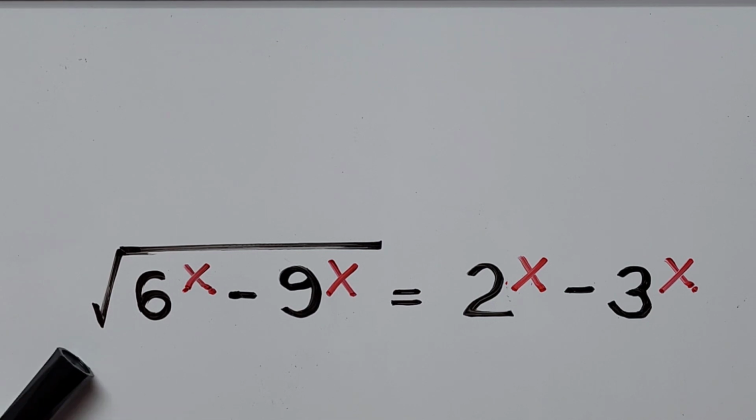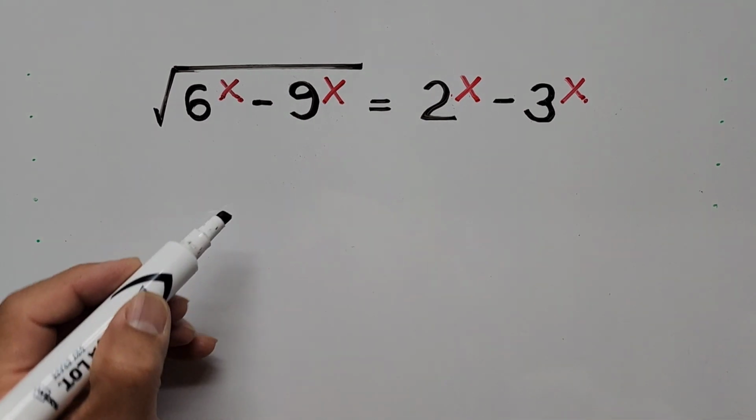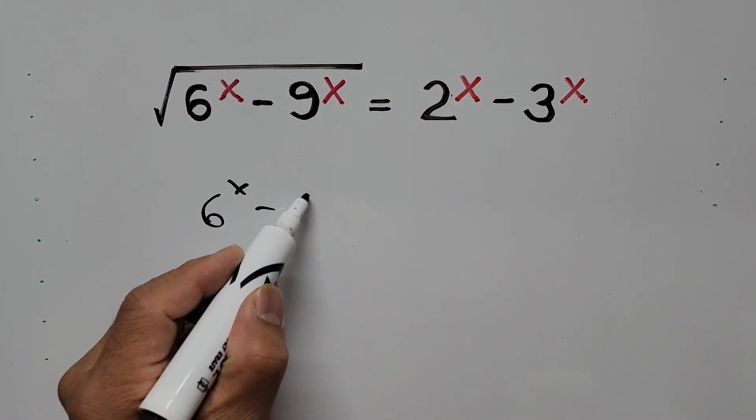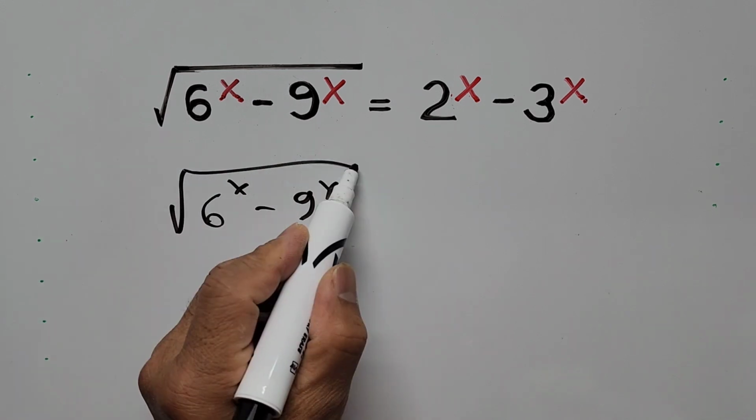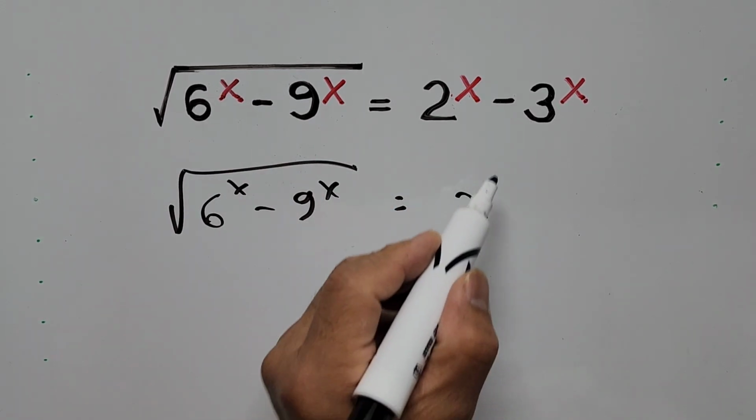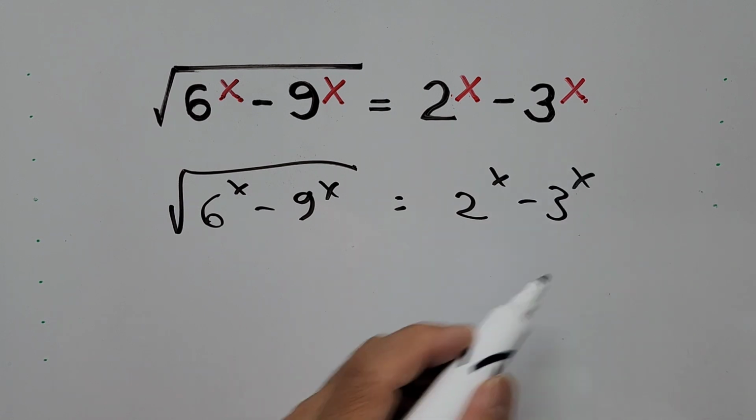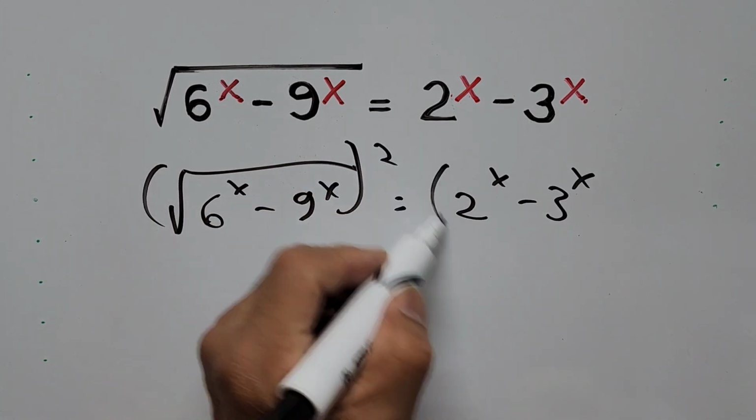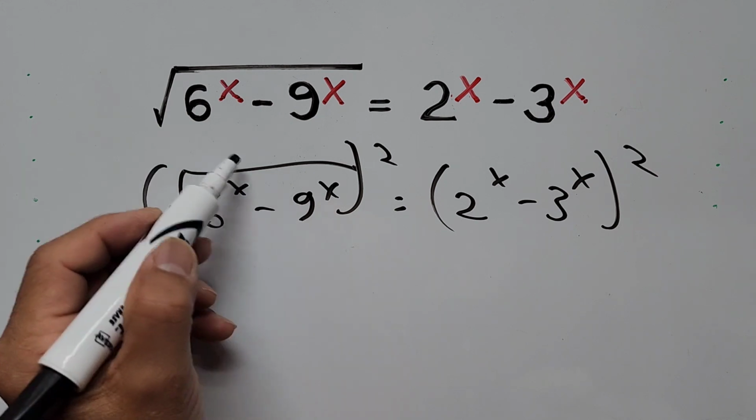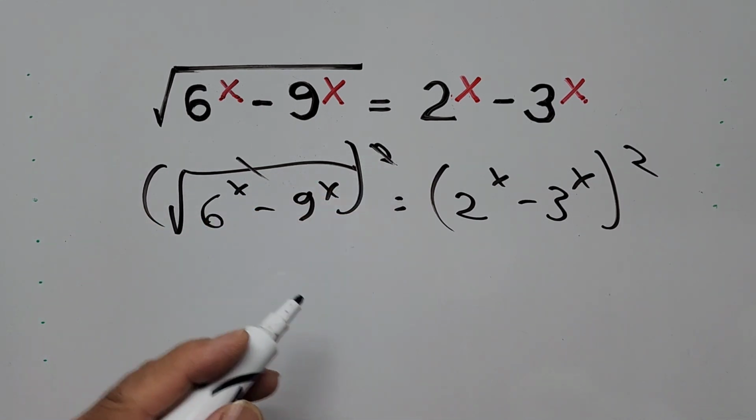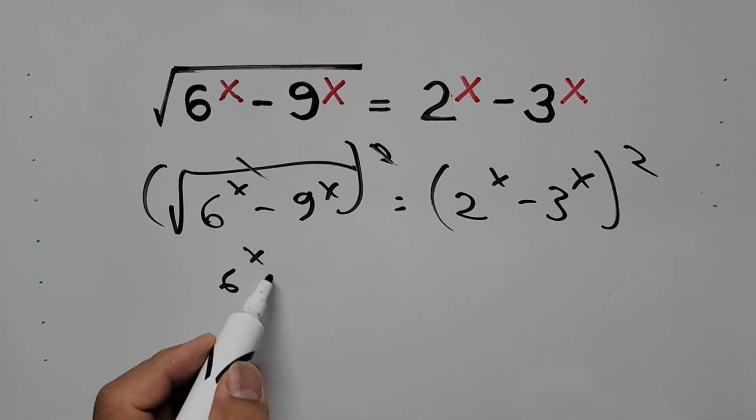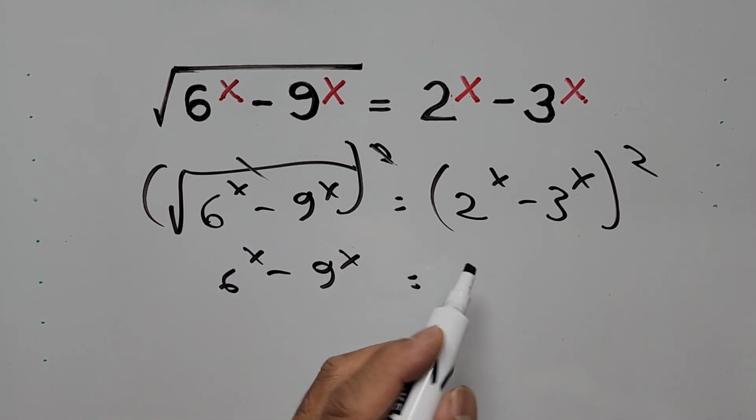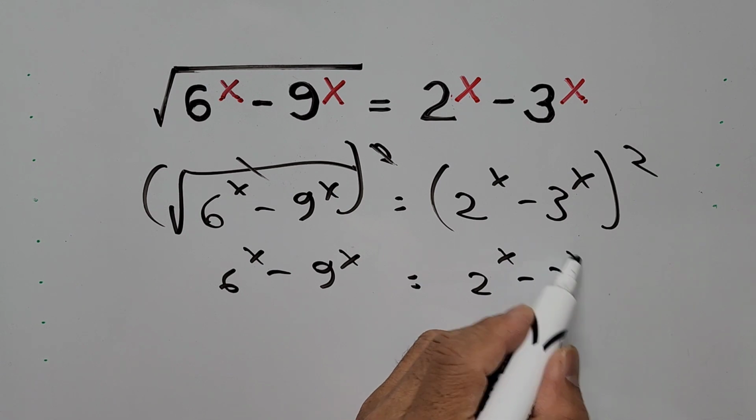If you notice, we have the radical sign on the left hand side. So the first thing to do is get rid of the radical sign. Alright, so let's square both sides of the equation. So we have the square root of 6 to the power of x minus 9 to the power of x equals 2 to the power of x minus 3 to the power of x. So we square both sides. So we cancel the square root, and we have 6 to the power of x minus 9 to the power of x equals 2 to the power of x minus 3 to the power of x.